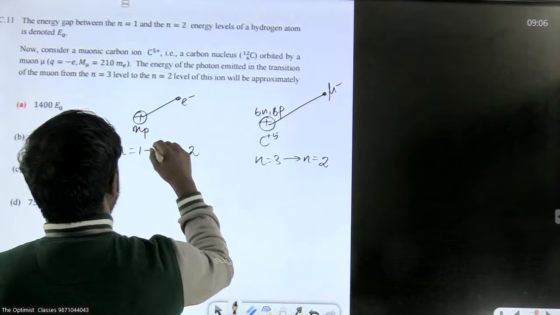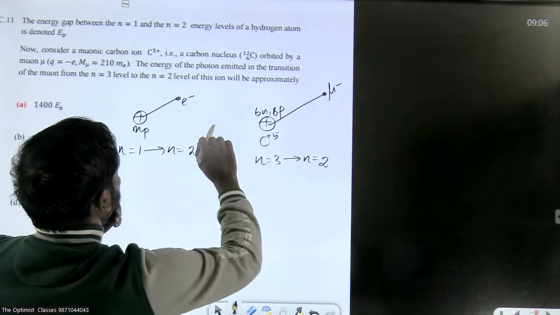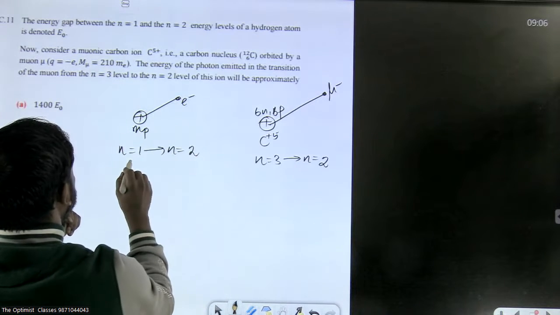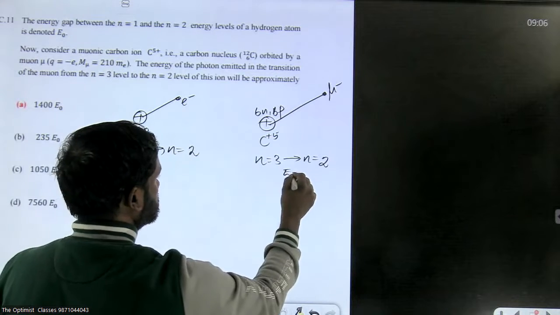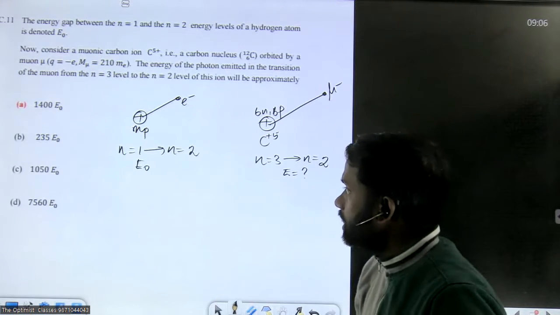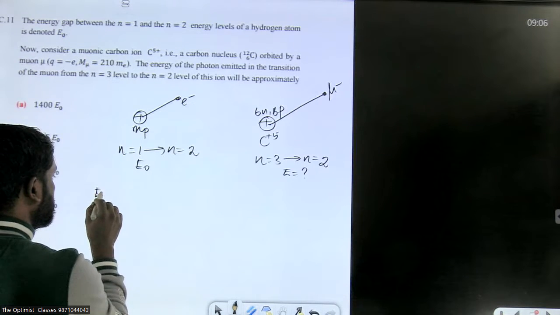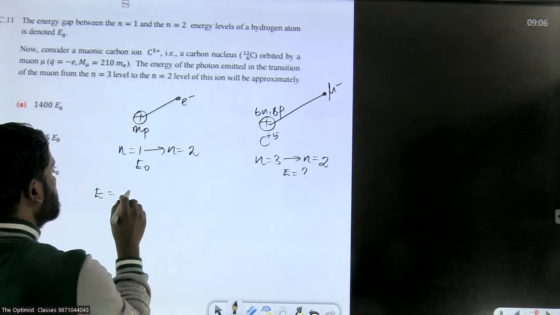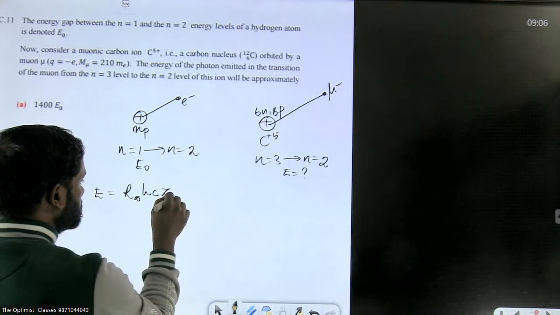The energy of the photon emitted in transition from this will be approximately what? Here in this case, the energy emitted from the transition is E naught. So here we have to tell what that energy is. That's what we have to calculate. So the energy emitted, if you calculate, this is this E naught. There is a formula, the Balmer formula actually. So this is R infinity and hc, and here you get Z to the power.